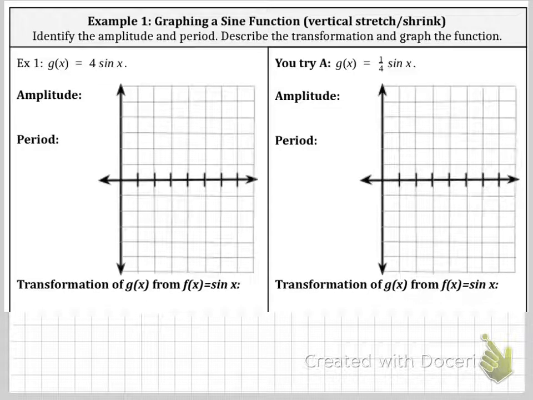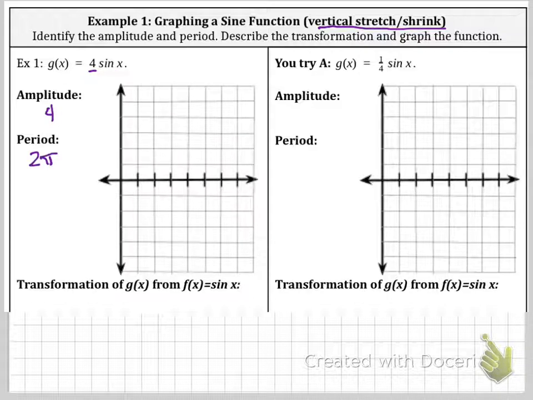Now that we know our parent functions and our general one period that we need to graph, let's start to take a look at some stretching and shrinking. Let's first take a look at vertical stretching and shrinking. And here, our amplitude is that A value in front, so that is 4. The period, there's no changing here, so it's just an x. That means our period is still 2 pi.